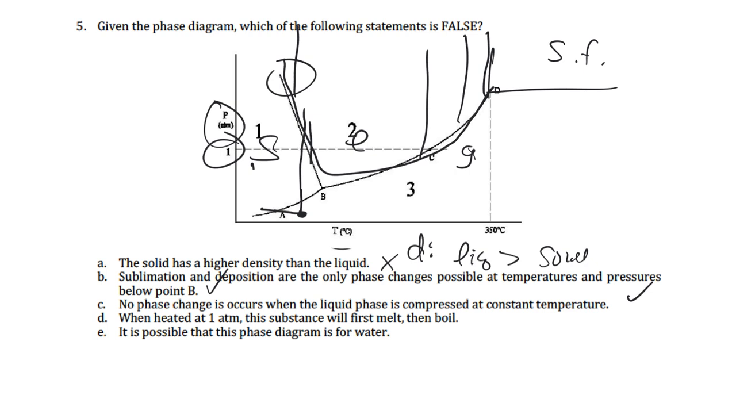When heated at 1 atm, the substance will first melt and boil. So at 1 atm, we can undergo warming to melt, warming to boil. So that's true. And it is indeed possible this is water. Water is one of the few substances that has that inverse melting point curve, one of the few substances that has a density of its liquid greater than the density of the solid. So that's a true statement as well. So the only false statement is statement A.